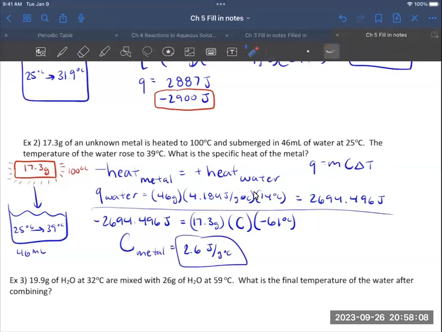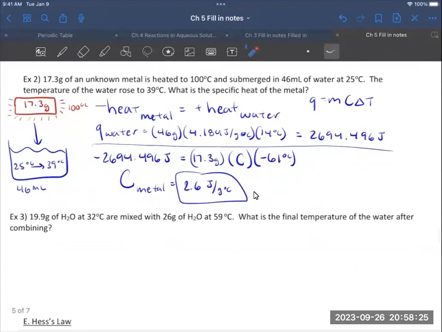Okay, so again, the whole concept here is that whatever the water gained is exactly what the metal lost. This is positive because it was gained. This is negative because it was lost. This was a drop in temperature because of 100 down to 39. And there you go. There's your specific heat of the metal.